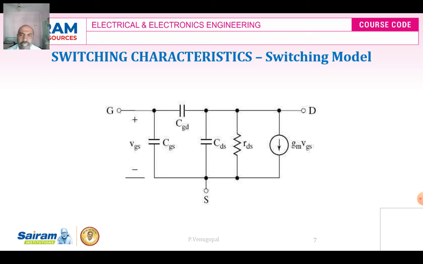This power MOSFET has three internal storage capacitances. One is the capacitance between gate and source, CGS, one more CGD between gate and drain, and one more CDS between the drain and the source. RDS is the output resistance, and the drain current ID is nothing but GM into VGS. So this is the switching model of the transconductance type.